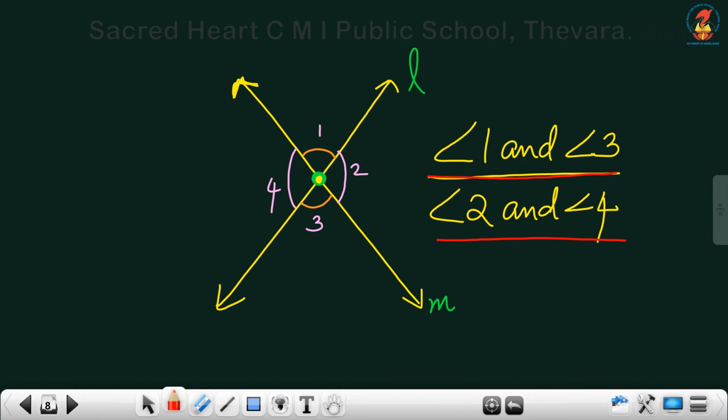So, when two lines intersect, we will get 2 pairs of vertically opposite angles, and you have to learn that the vertically opposite angles so formed are equal. The proof for this statement you will learn in your higher classes, just understand this much. When two lines intersect, we get 2 pairs of vertically opposite angles, and vertically opposite angles are always equal. I think it is clear.